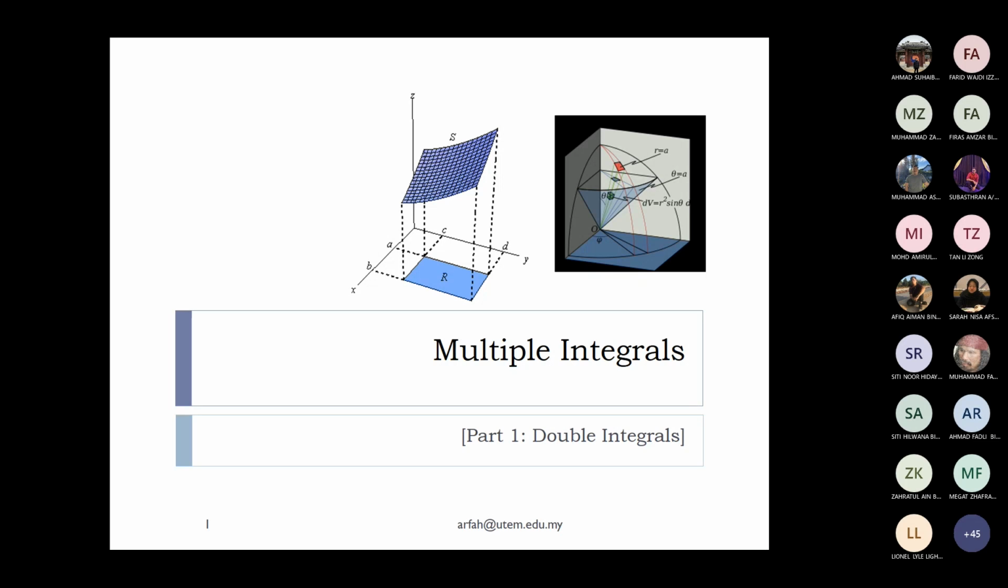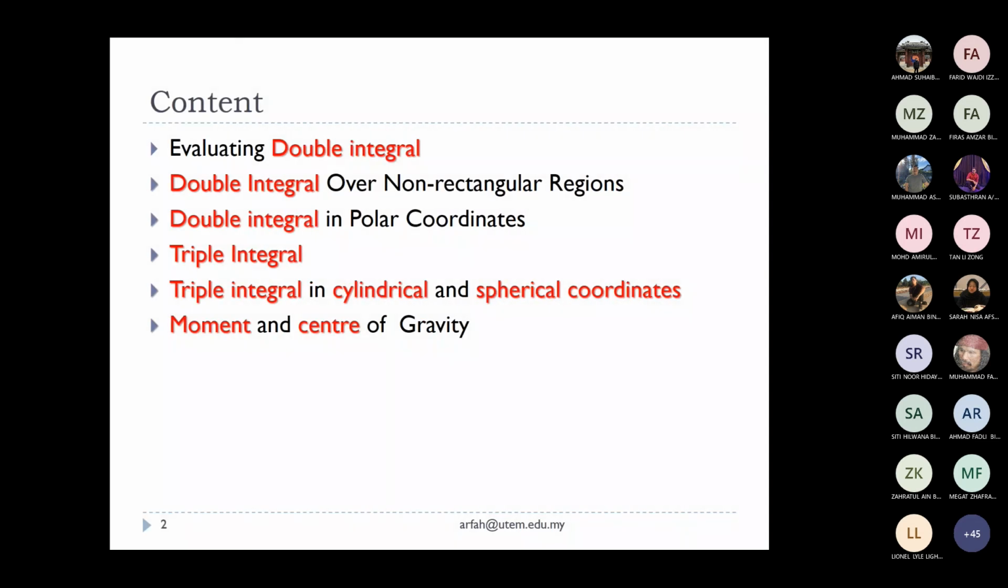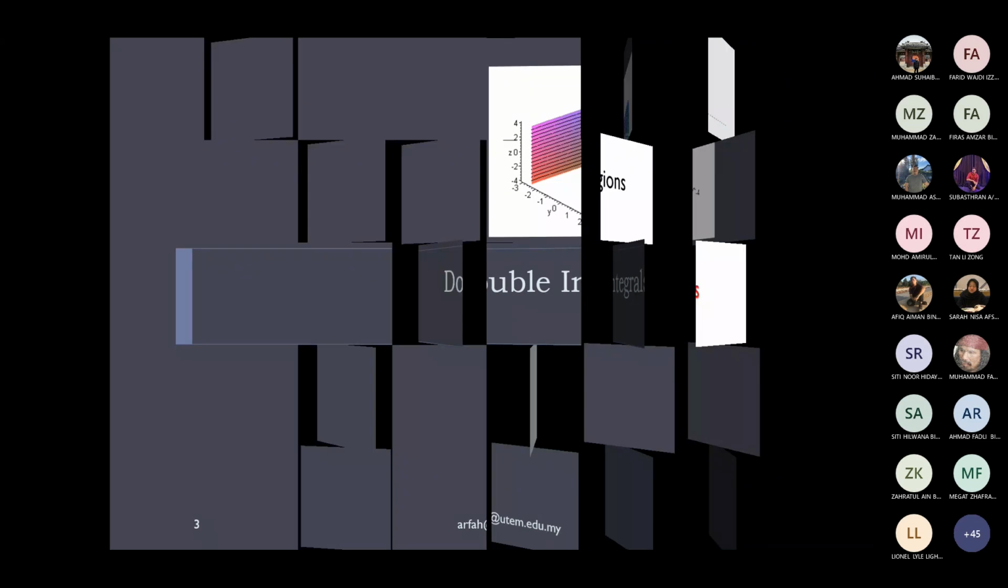But we are going to see the double integral and also how you are going to change the integration from x, y, and z into the form of polar coordinates. Okay. So kita tengok the learning outcome. Okay. So in this chapter, you are going to learn about evaluating the double integral, and then we have double integral over non-rectangular regions, and then we have double integral in polar coordinates, the triple integral in cylindrical and spherical coordinates, and the moment and center of gravity as one part of the application of double integral. Okay. So double integral.